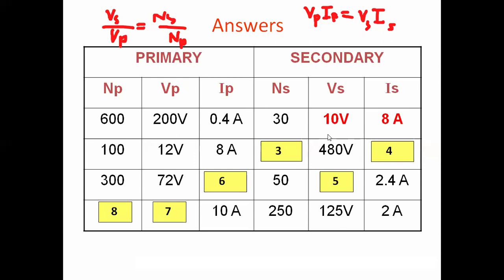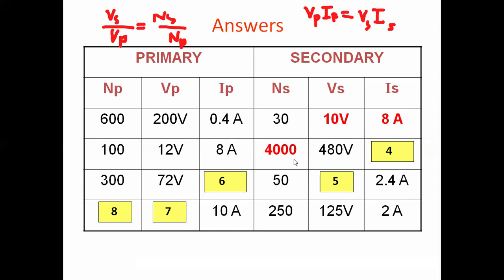8 ampere is the current in the secondary. Now, 100 volt, 100 turns in the primary and 12 volt. So this is a step up transformer because the voltage in the secondary is 480 volts. So what will be the number of turns? Of course, they will be less. 100 turns are there in the primary, so secondary must be having more turns, that is 4000 turns.